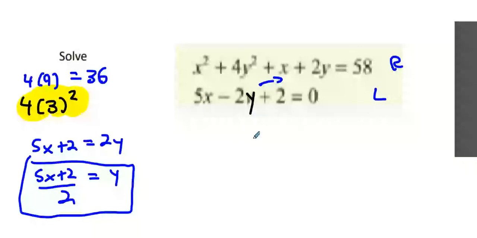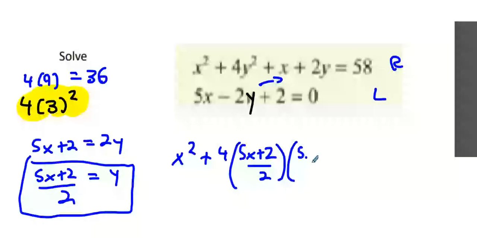We're going to sub it in. And we're going to get x squared plus 4 times y squared. Now, we're going to write out y squared right here. y squared is 5x plus 2 over 2 multiplied by another 5x plus 2 over 2. Is that all right with you guys?